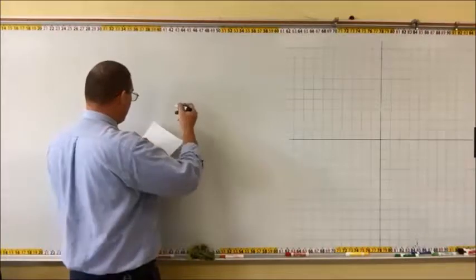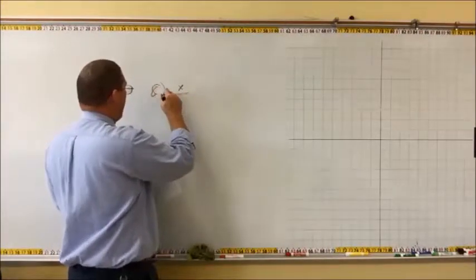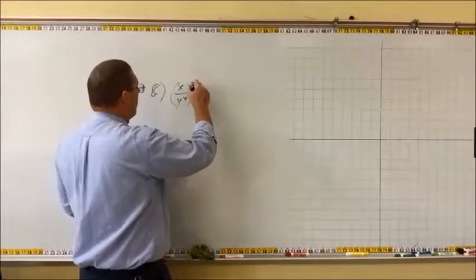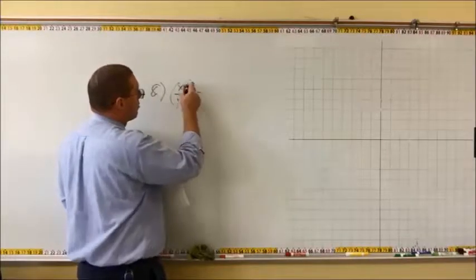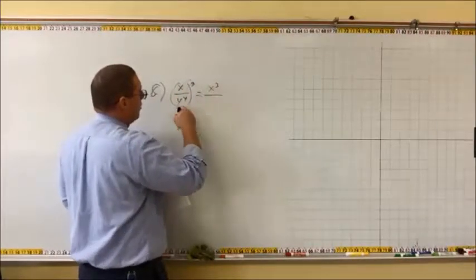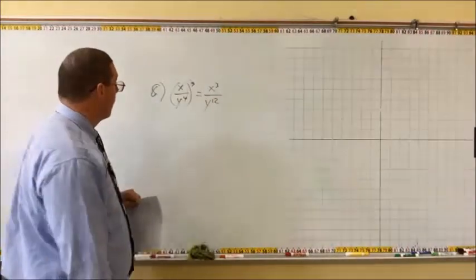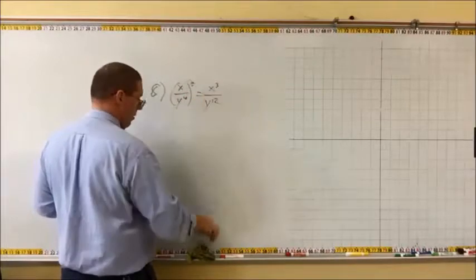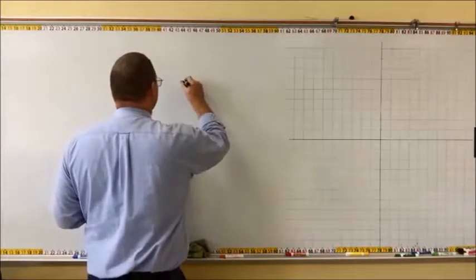Number 8, basically the same thing. We had x over y to the 4th, all to the third power. I just wanted you to distribute the third power onto both of these. So this is x to the third power, and this is y to the 12th power. Okay? All right, because 3 times 4 is 12, 3 times 1 is 3. Right?